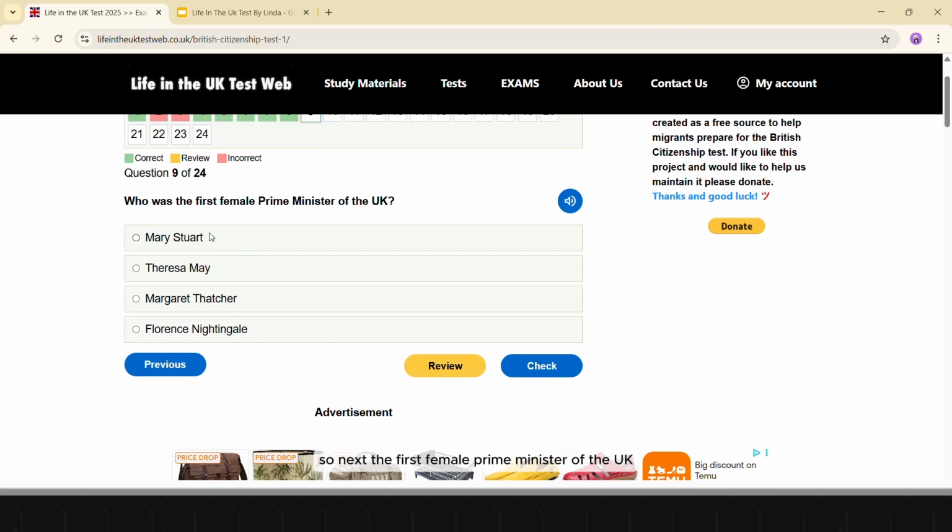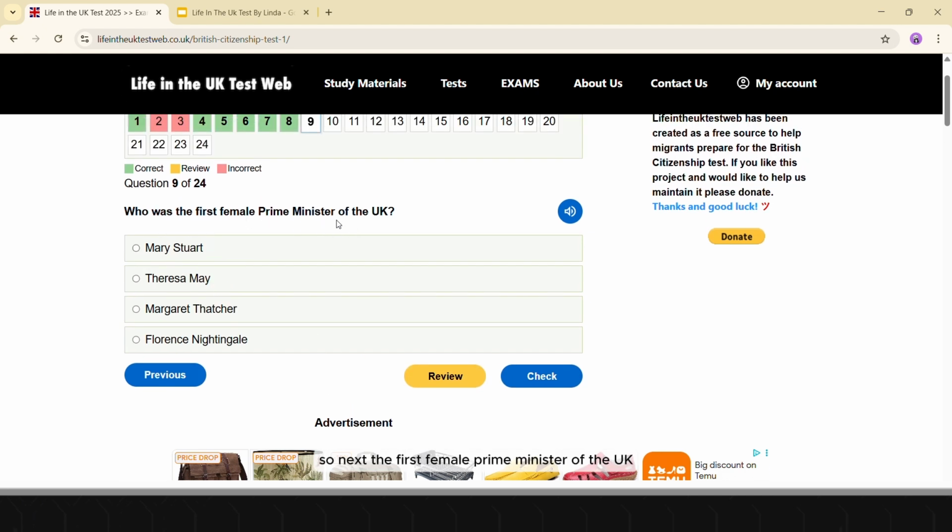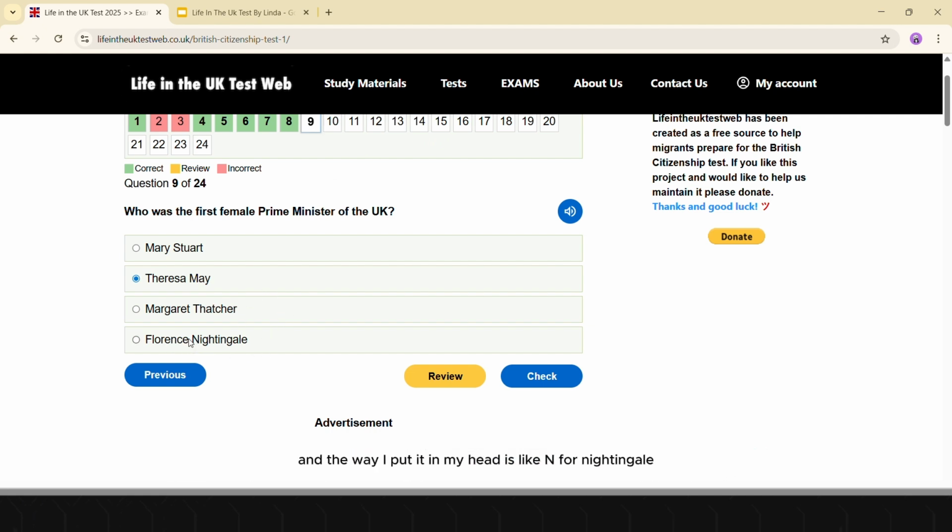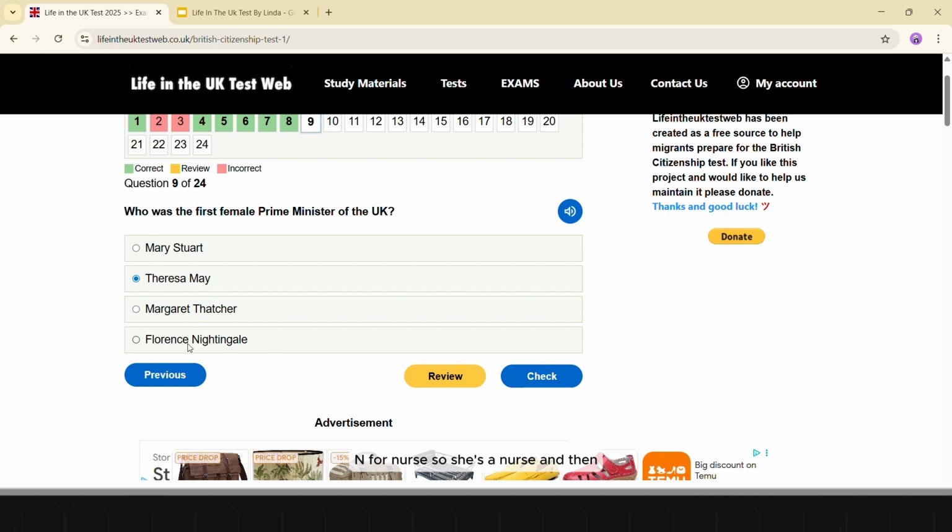So next, the first female prime minister of the UK. You can just pick anyone. Each of these are the names of notable women in history. Like this one, for example, we are going to find as we go along, but she's a nurse, and the way I put it in my head is N for Nightingale, N for nurse. So she's a nurse.